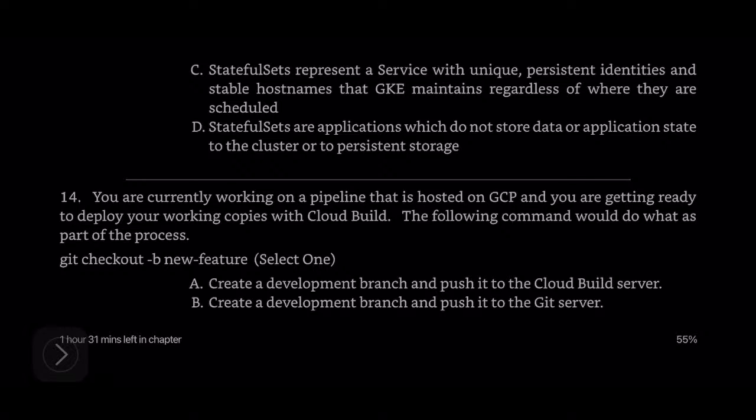14. You are currently working on a pipeline that is hosted on GCP and you are getting ready to deploy your working copies with Cloud Build. The following command would do what as part of the process: git checkout a new feature. Select 1. Create a development branch and push it to the Cloud Build server.